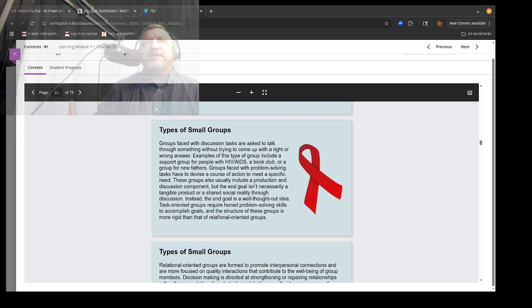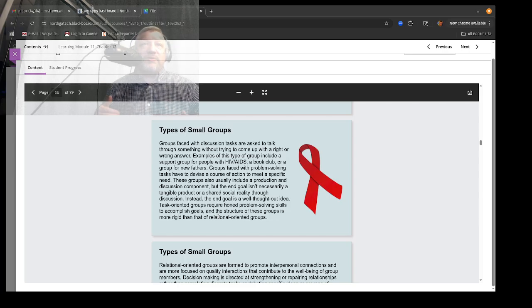Groups with discussion tasks are asked to talk about something, right? These type of groups include support groups for people who have HIV, AIDS, cancer, a book club, a group for new fathers could be part of that. Groups faced with problem-solving tasks have to devise a course of action to meet specific needs. These groups usually include a production and or discussion component, but the end goal isn't necessarily a tangible product or shared social reality through discussion. Instead, the end goal is a well thought out idea, pure and simple.